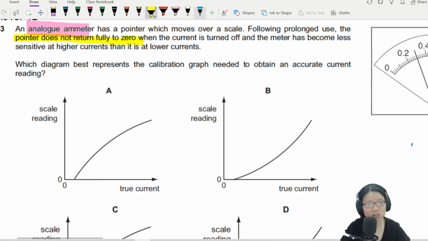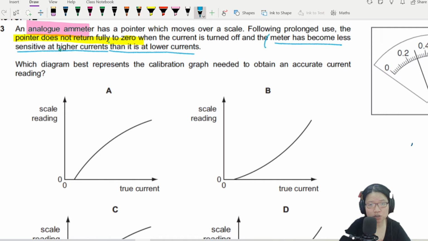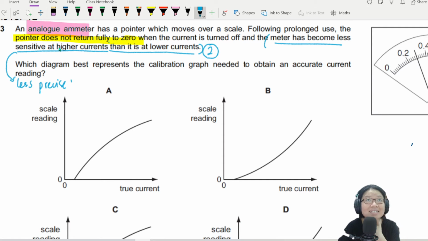Okay, we got so many issues here. So the meter has become less sensitive at higher currents than it is at lower currents. So this is issue number 2, the sensitivity change. Less sensitive here also means less precise. In other words, the scale readings are closer to each other at higher readings of I.